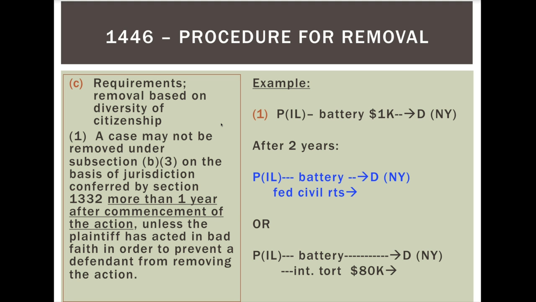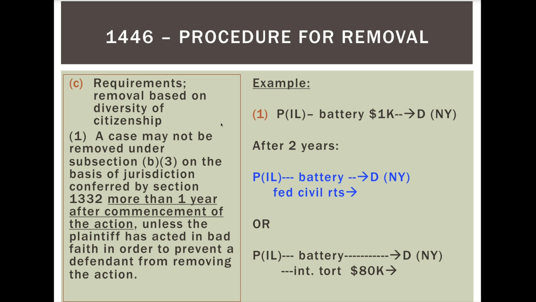You should know that generally the defendant has 30 days to file a notice of removal, but under (c)(1), even if you're within the 30 days, you really can't properly remove if your basis of removal under federal SMJ is 1332. So because it's 2 years, the second scenario, the intentional tort, would be precluded. Whereas the civil rights amended complaint could be removed. And as you should remember, the whole case, the battery and the civil rights claim, would be removed, and then the federal court could remand back the battery claim if that doesn't meet the amount in controversy.